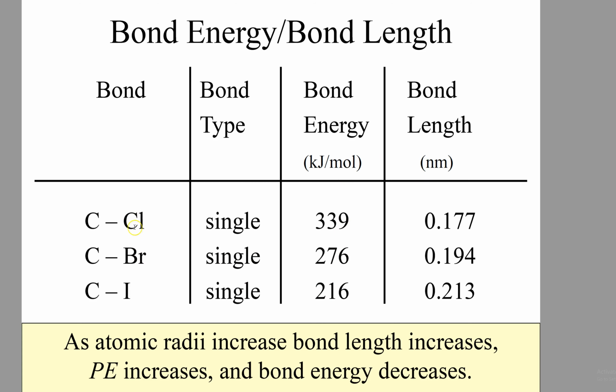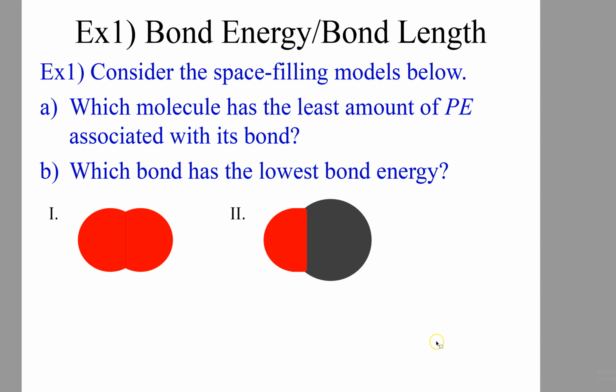So it seems like chlorine, and we already know because chlorine has a smaller radius, it's going to be closer to C. The bond length gets shorter, and then the bond energy gets a lot higher. So if I want to form this bond, it's going to release 339 kilojoules. So as the atomic radius increases, the bond length is going to increase, PE increases, and the bond energy decreases. So again, it's all interconnected. It's really interesting to see that you can actually create more energy if you can figure out which atom is going to be connected.